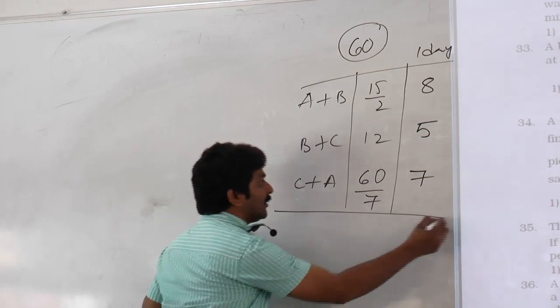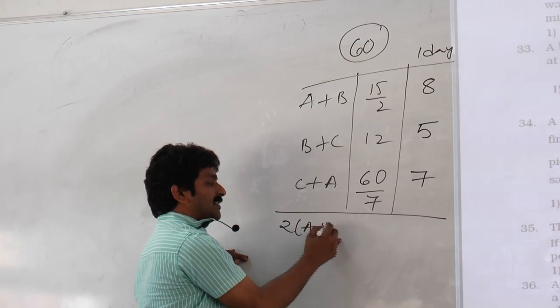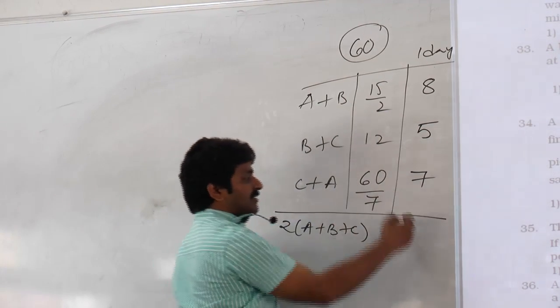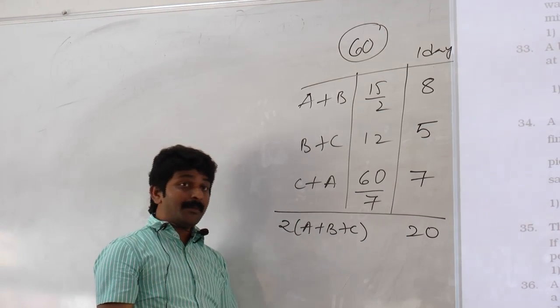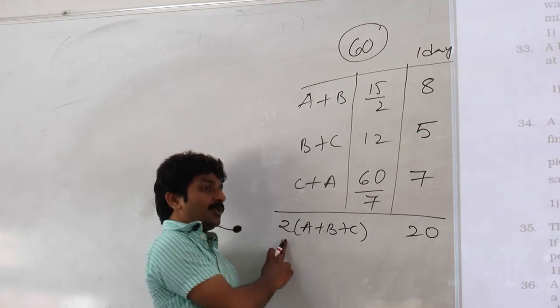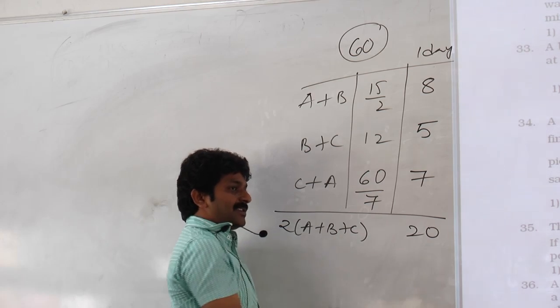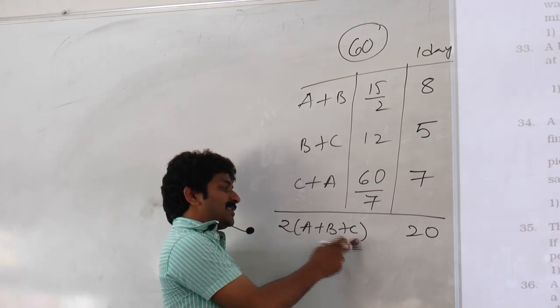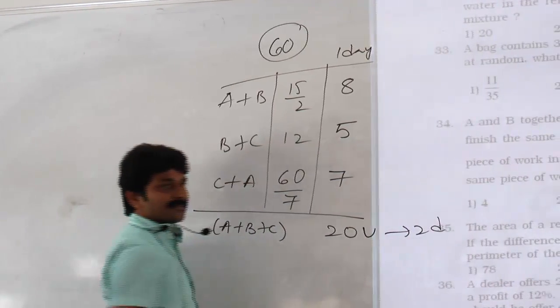Now, if all are working together, AB, BC, CA, so 2 into A plus B plus C can finish 20 units. In how many days? 1 day. 2 times of A, B, C can complete 20 units in 1 day. A, B, C can complete 20 units in 2 days.